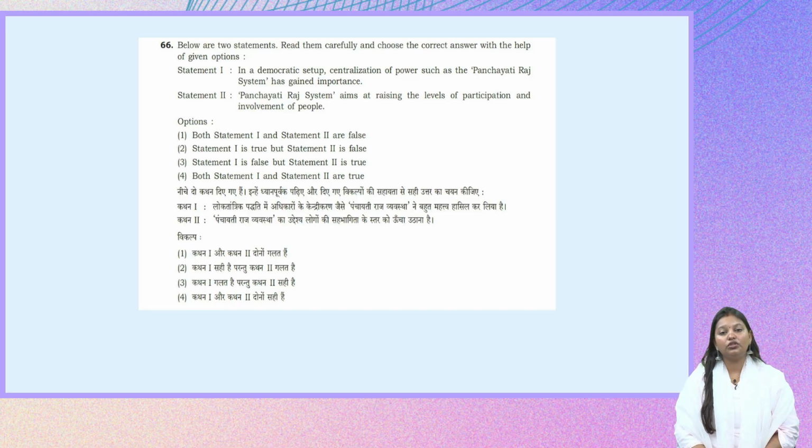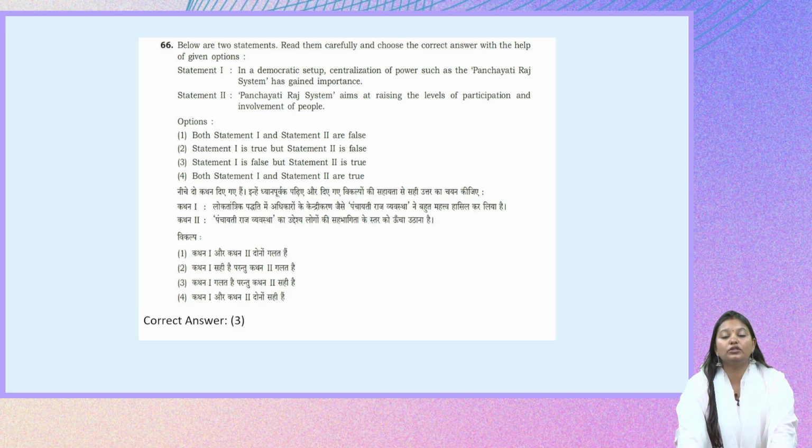So, if you read both of these statements, you will realize that the first statement is talking about centralization of power. The whole existence of the Panchayati Raj system is so that the power is decentralized, and hence the first statement is false. Panchayati Raj systems definitely aim at raising the levels of participation and involvement of the people. Hence, statement 1 is false and statement 2 is true. So the correct answer here is 3.